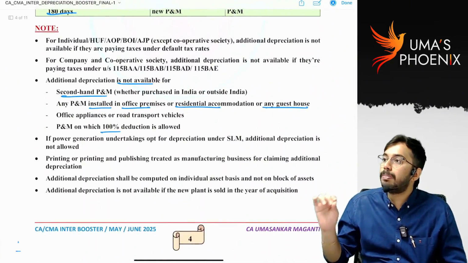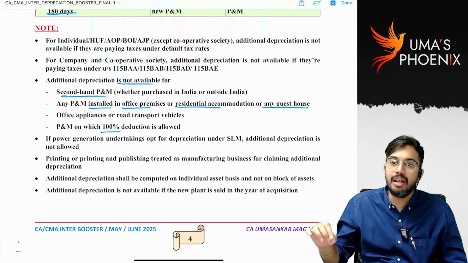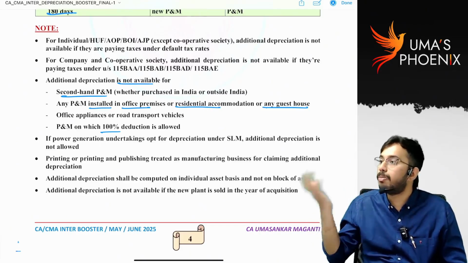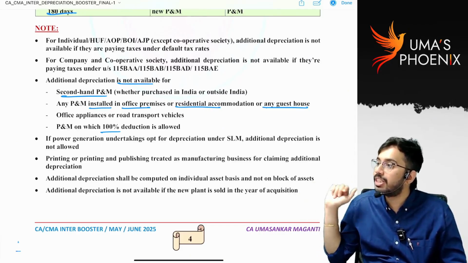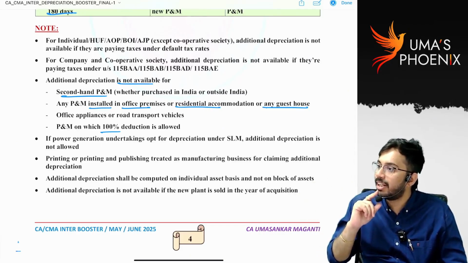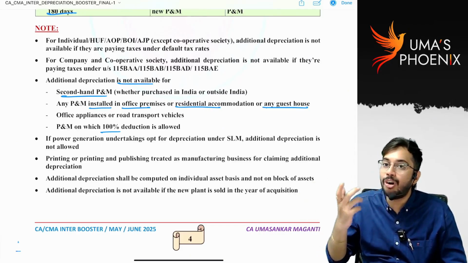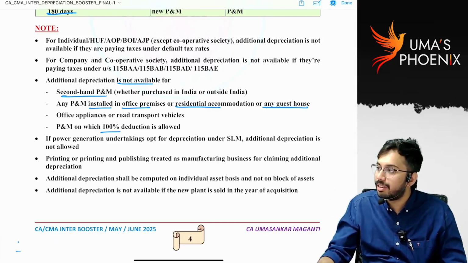I purchased a new plant and machinery in the current previous year. In the current previous year only, I sold that new plant and machinery. Additional depreciation is not available. Is it clear? Understand how much depth the concept has.